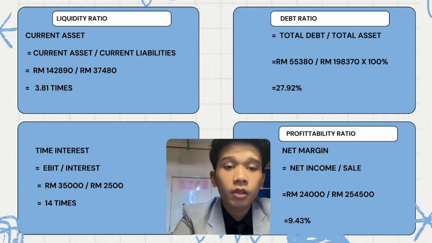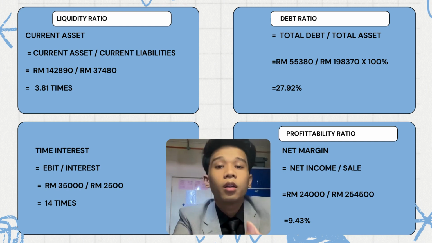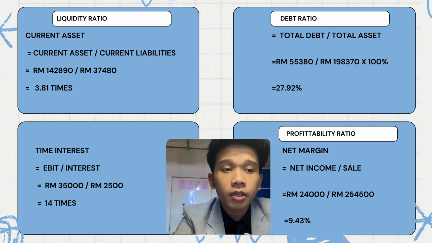So RM35,000 divided by RM2,500. Then we got the answer of 14 times. Let's move to the profitability ratios. The first one is net margin. The formula for net margin is net income divided by sales, then times 100%.